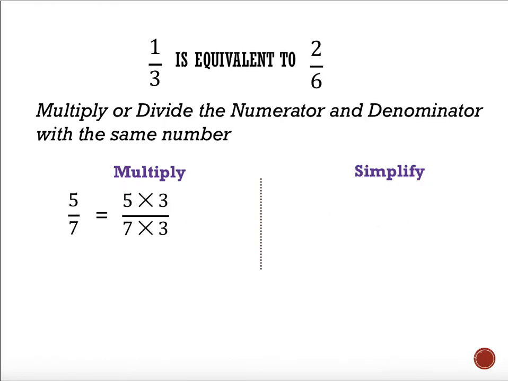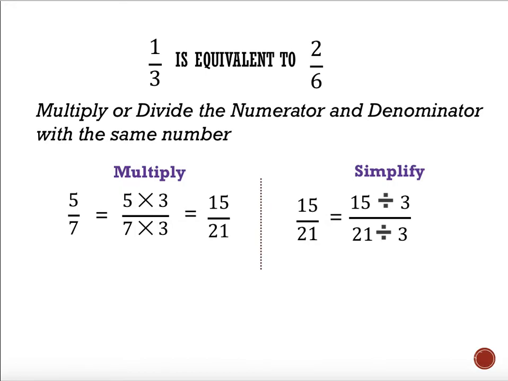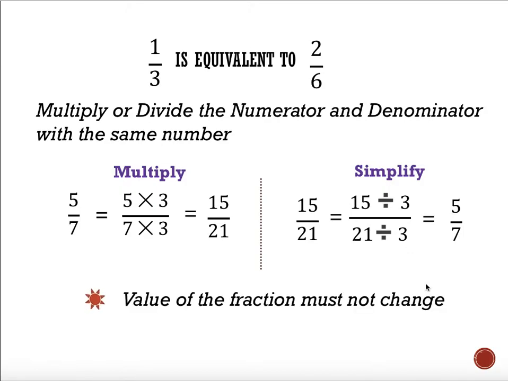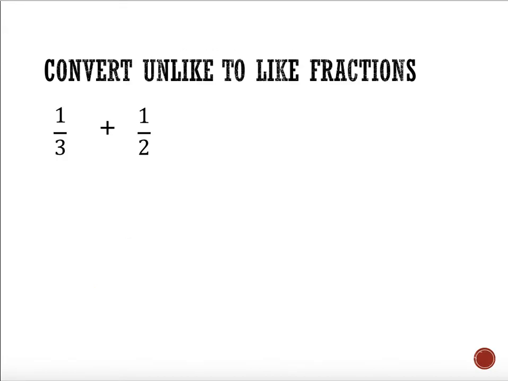If I take 5/7 and multiply the numerator and denominator by 3, I get 15 by 21. When I take 15 by 21 and divide the numerator and denominator by 3, I get back my 5 by 7. So the value of the fraction has not changed. So that is something to keep in mind.